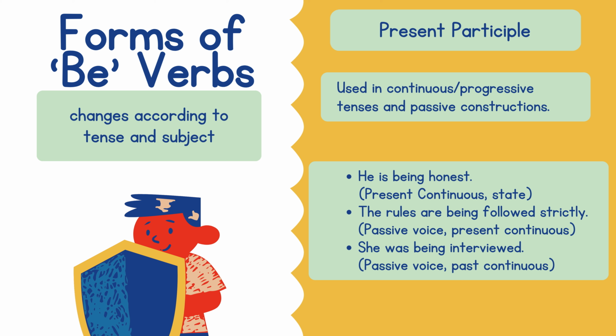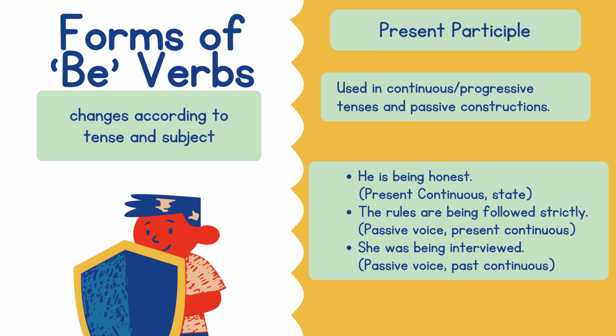Being is also used in passive constructions to indicate that the action is being performed on the subject, while the action is still ongoing. Examples: The rules are being followed strictly. Passive voice, present continuous. Here, the rules are receiving an action in the present, and this action is ongoing.